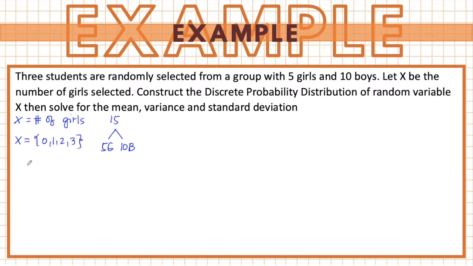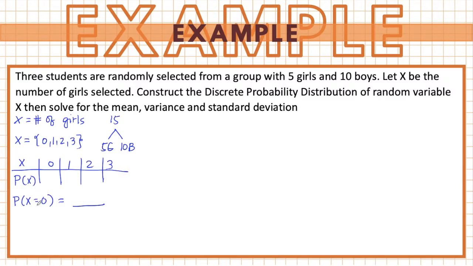So, to construct the discrete probability distribution, after we identify the values, we compute for the probability of each. So, we construct the table. So, we have here 0, 1, 2, and 3. So, let's start computing for the probability of each. So, again, the formula for getting the probability is number of favorable outcomes over number of all possible outcomes. So, let's identify first kung ano yung number of favorable outcomes.